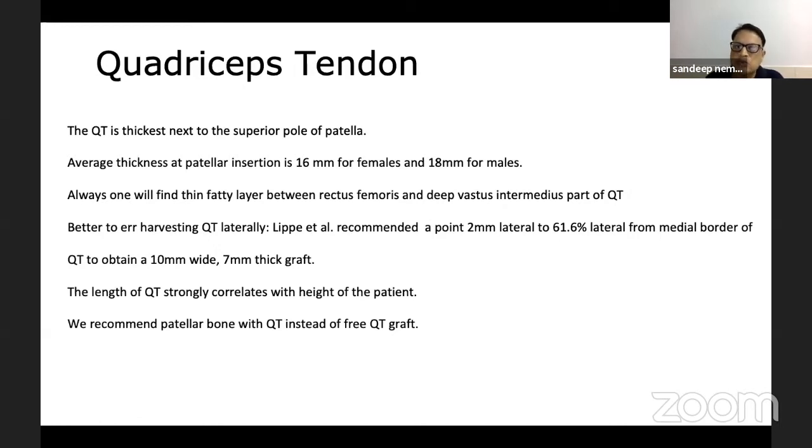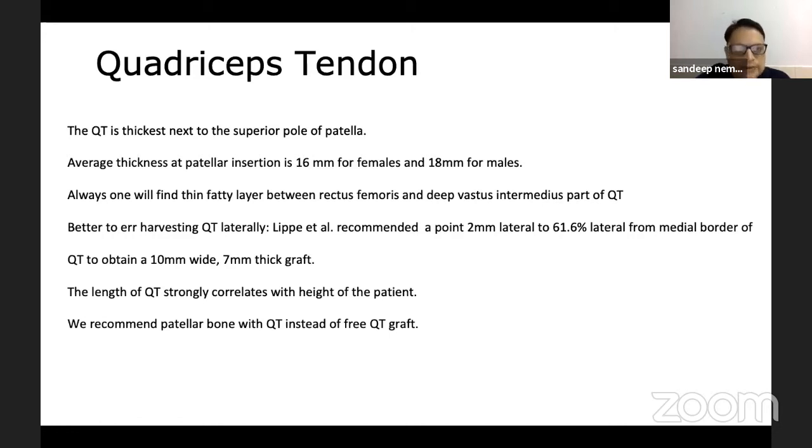It is thickest next to the superior pole of the patella. The average thickness at the patellar insertion is 16 millimeter for females and 18 millimeter for males. Always one will find a thin fatty layer between the rectus femoris and the deep vastus intermedius part of the QT. Better harvest, or err on harvesting, the quadriceps tendon laterally. And we recommend a patellar bone plug with quadriceps tendon instead of a free quadriceps tendon graft because of the associated issues of length.